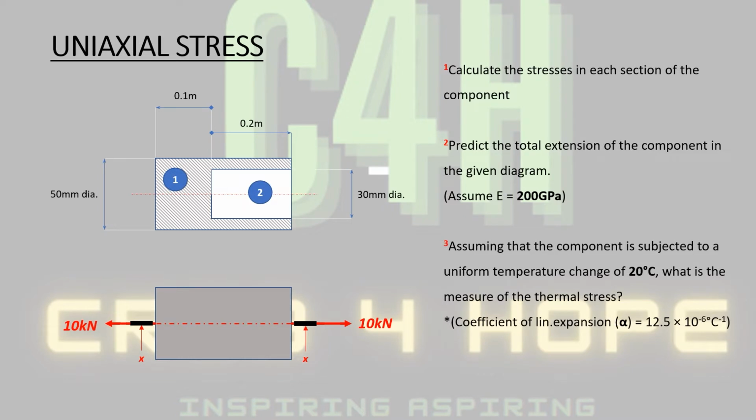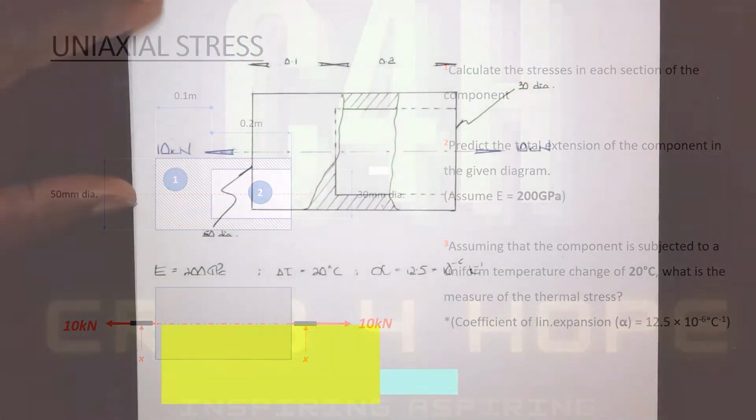Similar to the previous problem, it's smarter to segment the component into two separate parts. The hollow section, we're going to cut across that surface over there, and that will constitute one section of the component, and the solid section will constitute another segment of the component. Let's work through this problem.